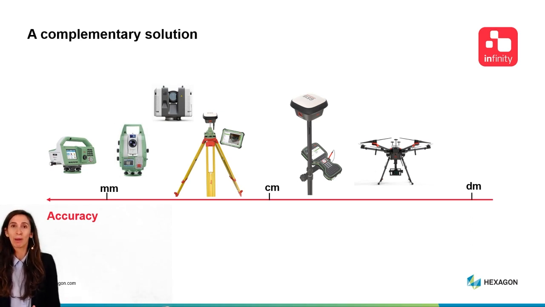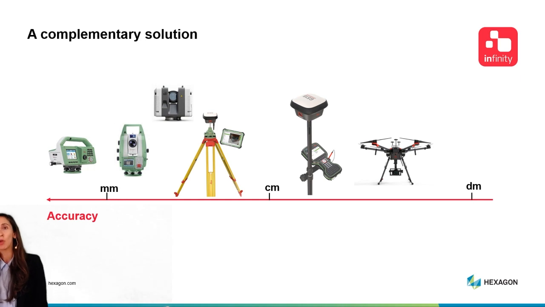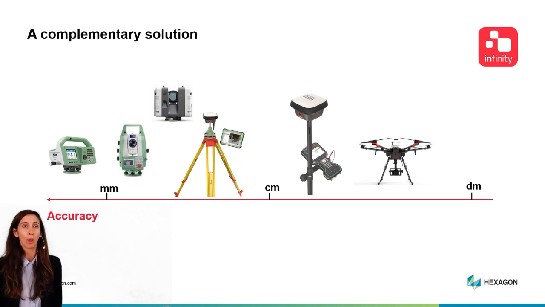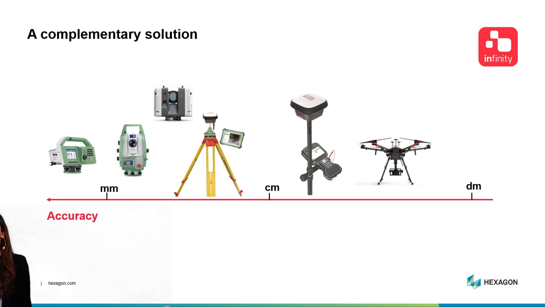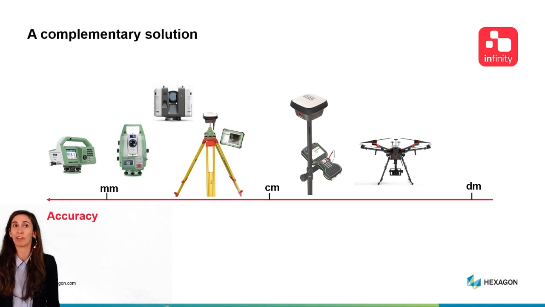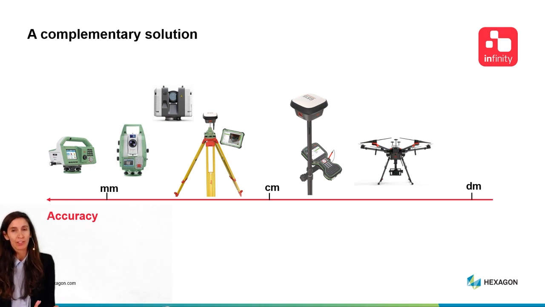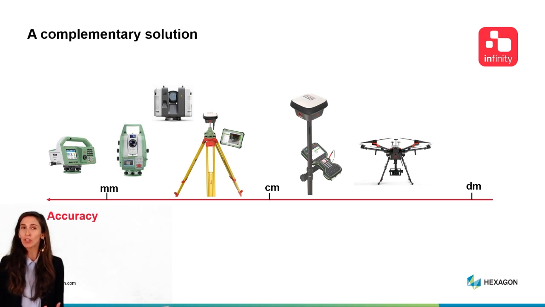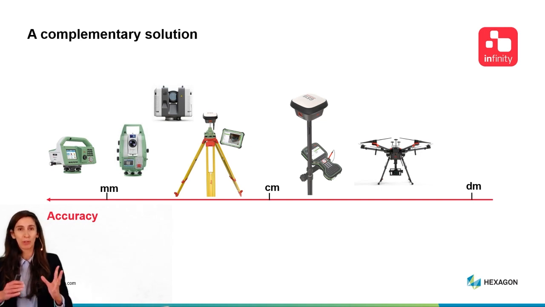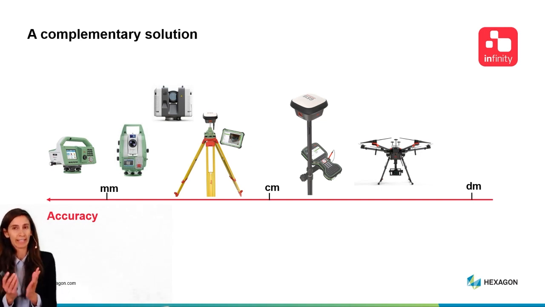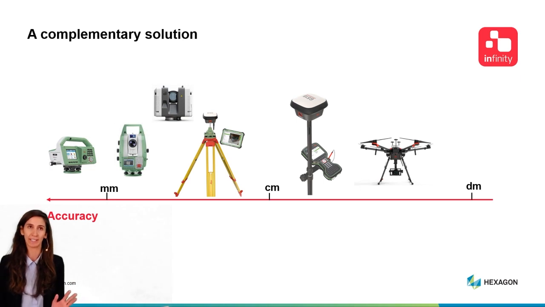Still, it is important to remember that this is not a scanner. Because GS18 I is based on photogrammetry, the expected accuracy of the point cloud will not be on millimeter level, but on centimeter level. On the other hand, everything you get with your data is already georeferenced. So I guess you already got my point. GS18 I is a complementary solution, and Infinity is the place where you can combine data coming from all these devices.